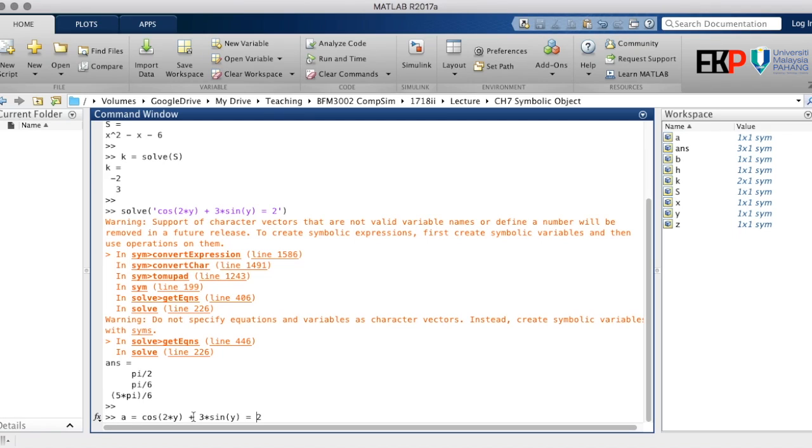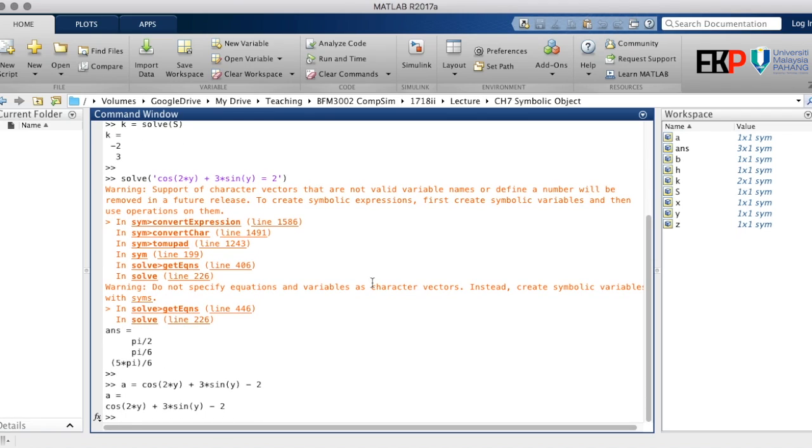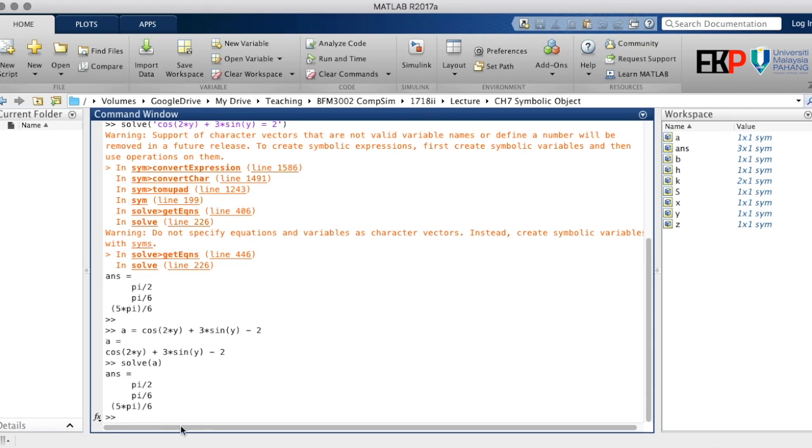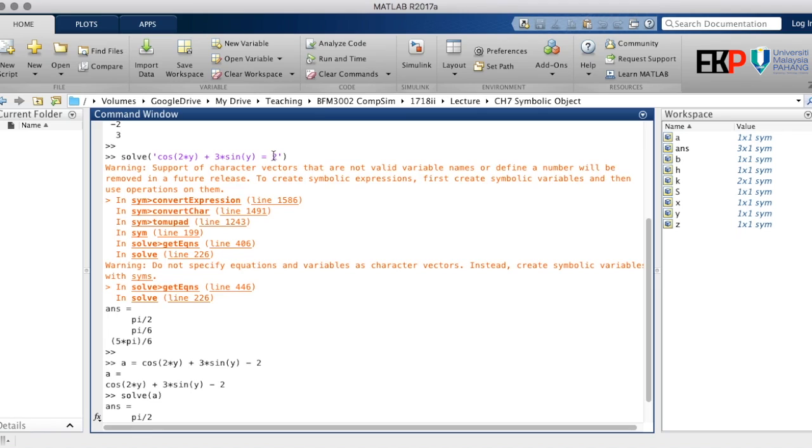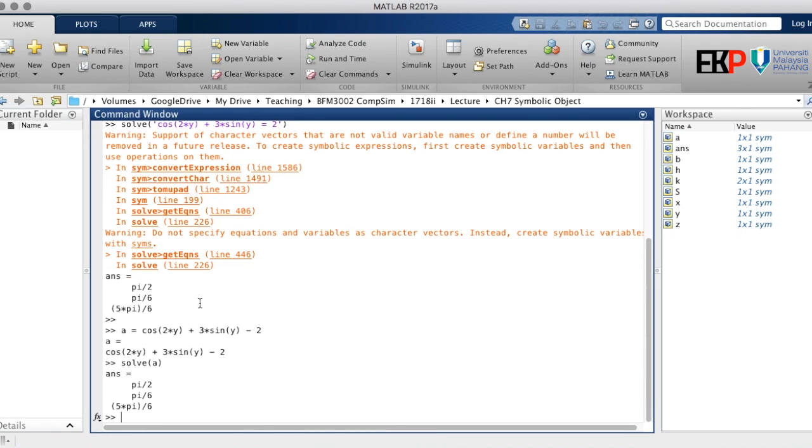I will copy this, and instead of equal to 2, we're going to make it minus 2. Okay, and then we will use the command solve A, so we will still get the same answer that we obtained up here. So instead of writing it is equal to 2, we type in minus 2, because we bring this 2 here to the left hand side, so it becomes this.